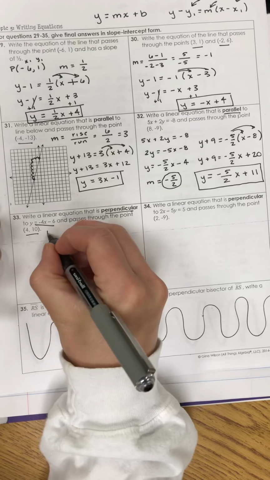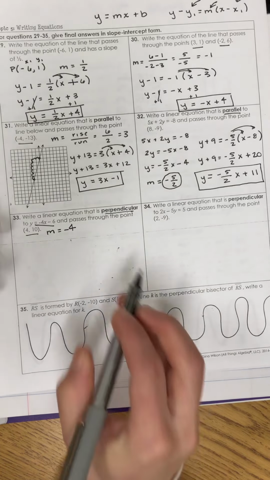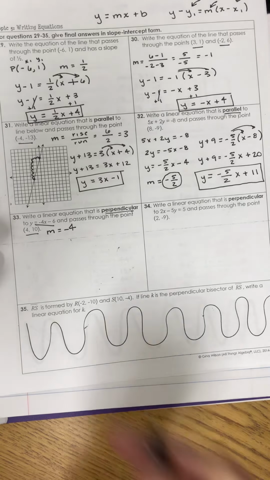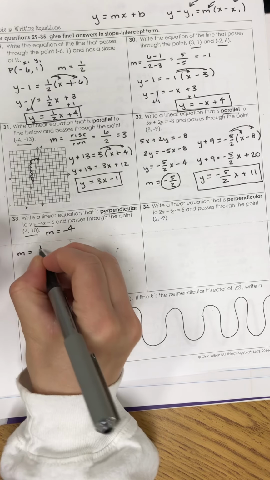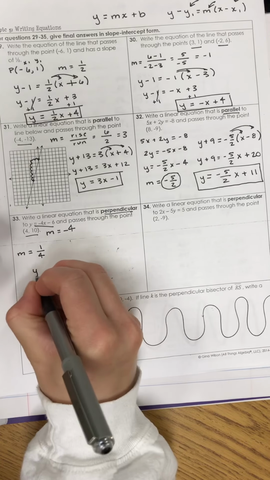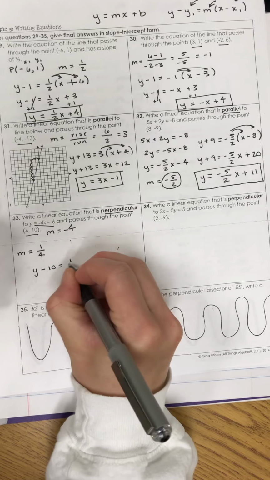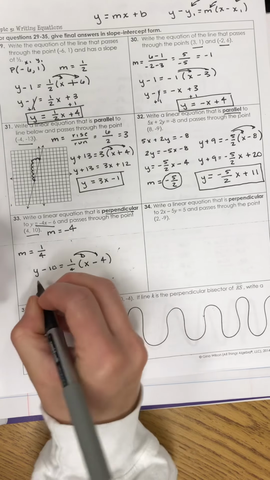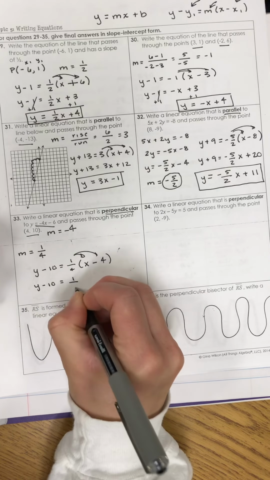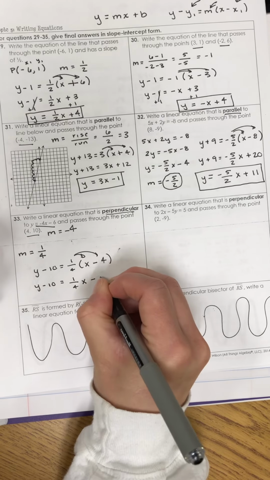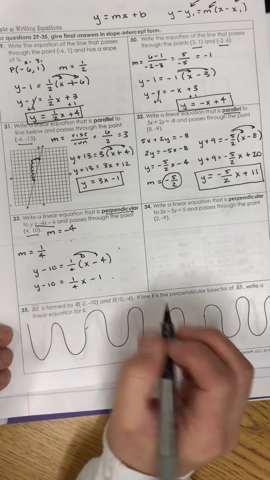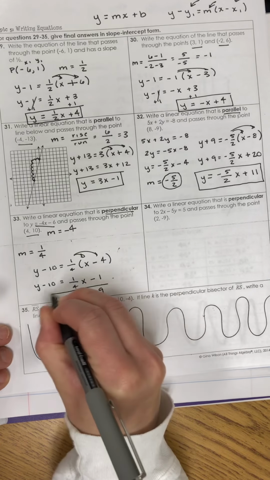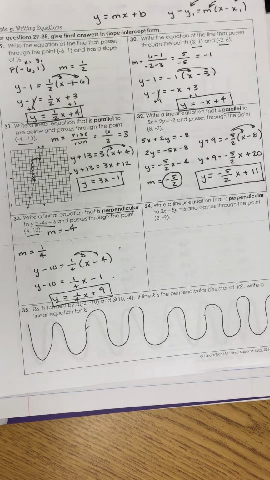So if this slope here is m equals negative 4, then we know that the slope of our new line is perpendicular, so it must be the negative reciprocal. So the slope of our new line is going to be positive 1/4. So let's set that up. So y minus 10 equals 1/4 times x minus 4. Distribute, so y minus 10 equals 1/4 x minus 1. Add 10 to both sides, y equals 1/4 x plus 9. And that is our new linear equation for 33.